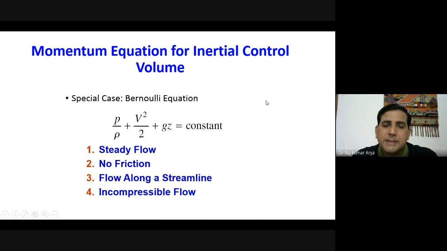So these are the constraints for that. You are talking about steady flow, no friction, flow along a streamline, and incompressible flow. The derivation of this can be given, but that is not our part here for this course.